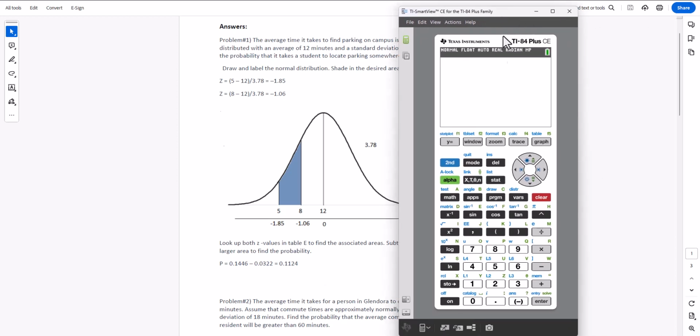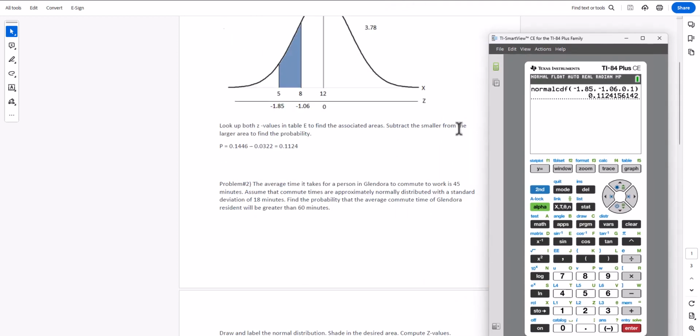Now, we could also use the TI-84 Plus calculator to compute this final answer. We just type second, vars, go to option 2. The lower value would be negative 1.85. Let's be careful to make sure we type in the negative sign here. The upper is negative 1.06. Keep the mean 0, standard deviation 1. Click paste, enter, and then enter one more time. And the answer is 0.1124.